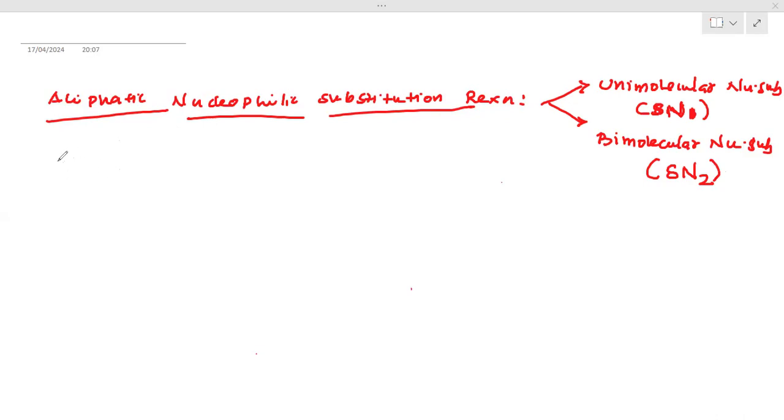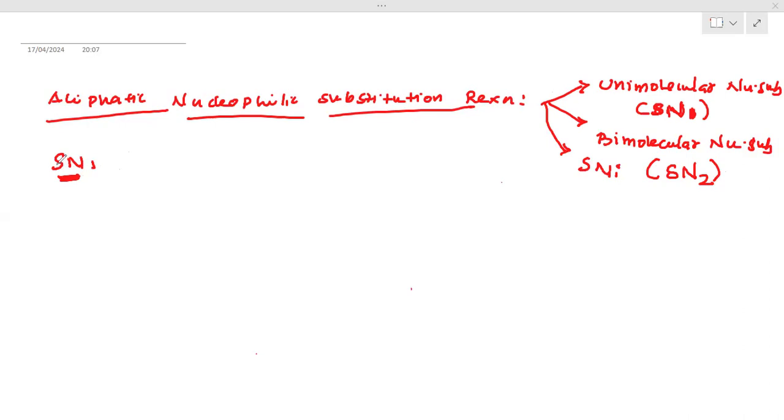First, we move to SN1, unimolecular nucleophilic substitution. SN1 is possible, SN2 is possible. We will see them one by one. SN1, that is a unimolecular nucleophilic substitution reaction.